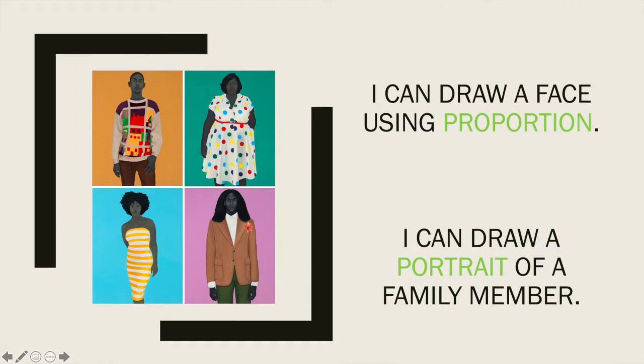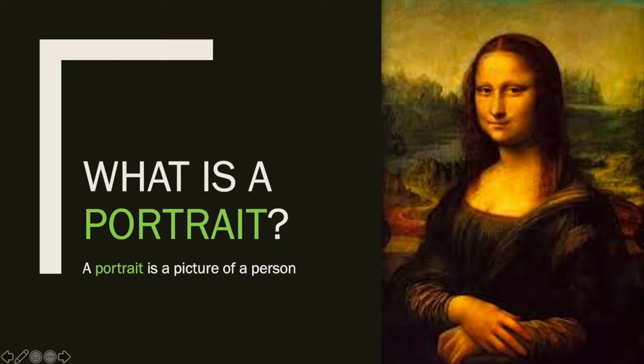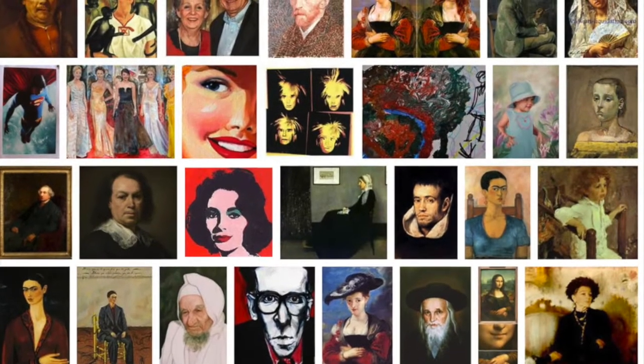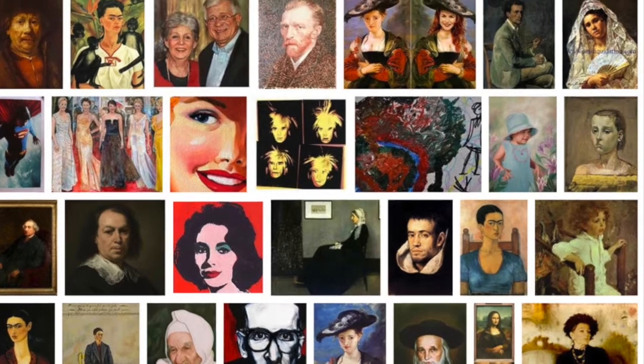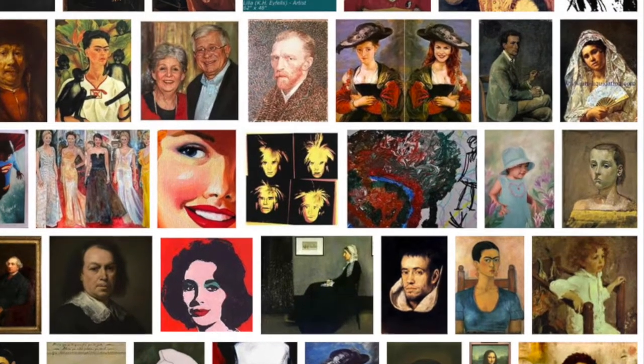Our target last video was, I can draw a face using proportion. Today's target is, I can draw a portrait of a family member. Now, what is a portrait? A portrait is a picture of a person. Before we get started, let's take a look at some famous artists and their style for creating portraits.